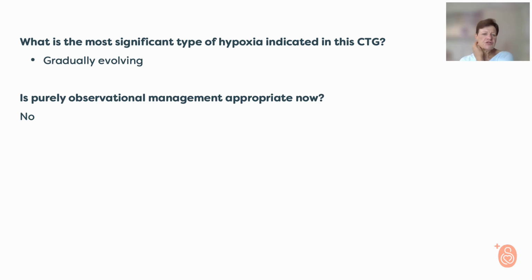Now, if we answer these questions about whether it's gradually evolving hypoxia or not, we definitely have hypoxia here because we have definitely reduced variability. We have tachycardia, which is almost a sign of hypoxia as well. We have either late or longer than 60 seconds variable decelerations. So again, we have here a gradually evolving hypoxia.